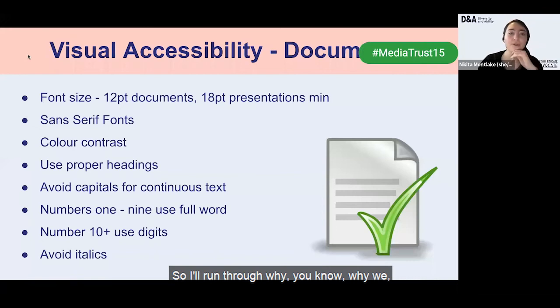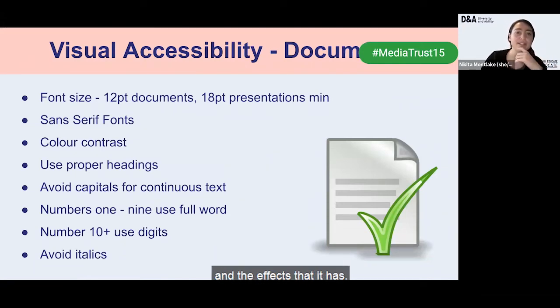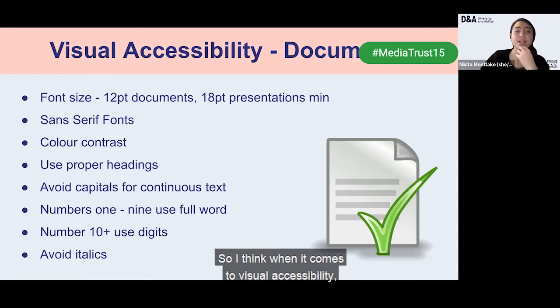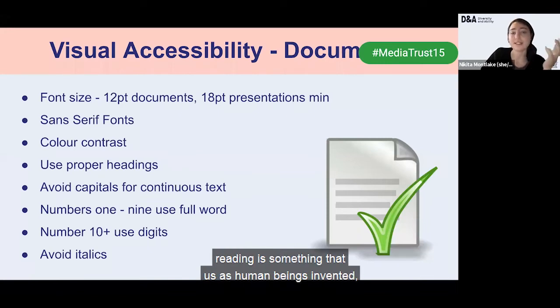So I'll run through why this is the bare minimum that we need to be hitting when it comes to accessibility and the effects that it has. When it comes to visual accessibility, especially for neurodiverse people and dyslexics in particular who struggle with reading, it's really key to remember that reading is something that we as human beings invented. It's not something we were naturally designed to do.